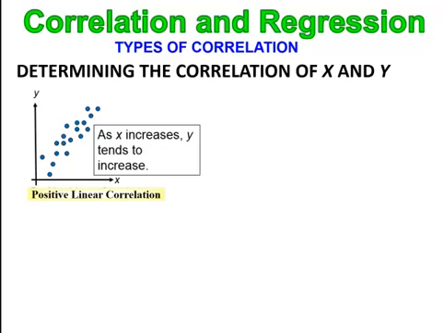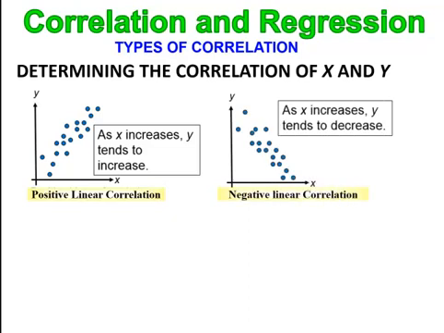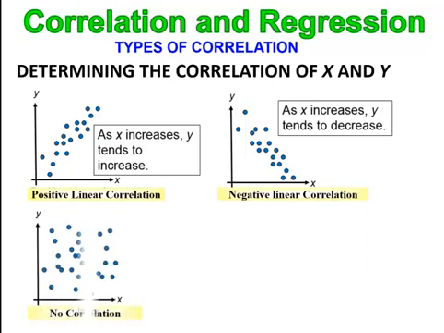So the types of correlation, determining the correlation of your x and your y. The first type is when the points that are plotted are going in the upward direction, it's considered a positive linear correlation. So as x increases, your y tends to increase. When your points on the graph are going in a downward direction, it is considered a negative linear correlation. So what's happening is as x increases, your y values tend to decrease.